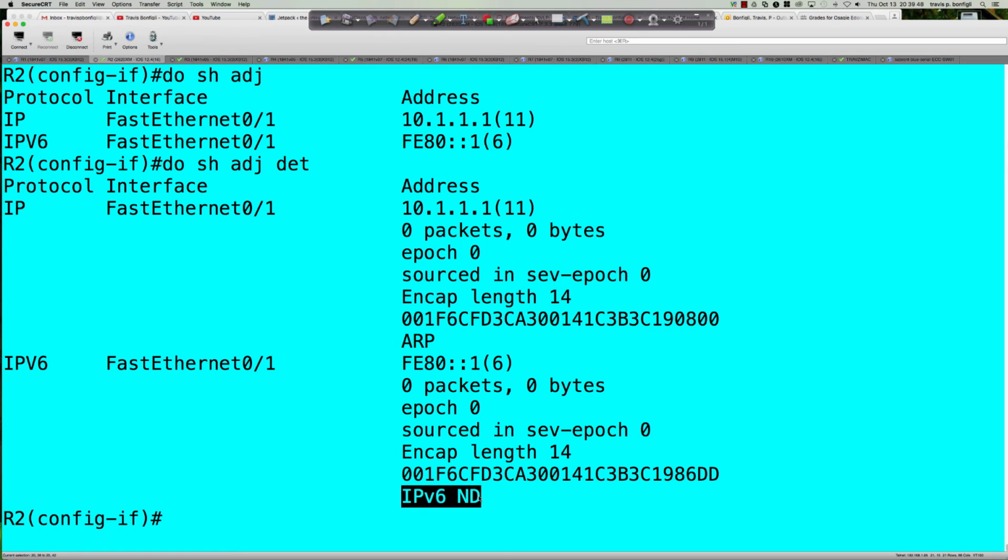IPv6, right? Neighbor discovery is how we learned it. 86DD. But again, the first 48 bits, and I believe it's right to there, is the MAC address. And then the next 48 bits is the MAC address as well. So we have our source MAC and we have our destination MAC, right? And this is exactly how CEF works for IPv6, the same way it works for IPv4. Again, we just get a different protocol, but the information is still there.